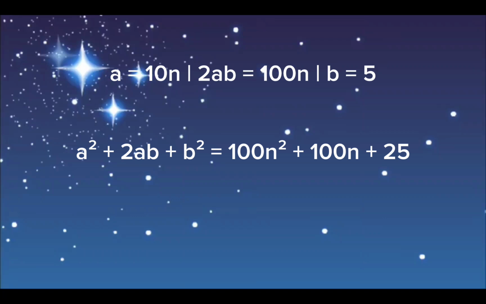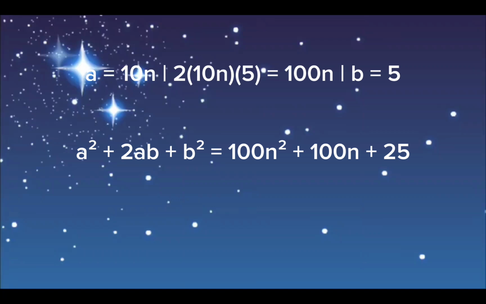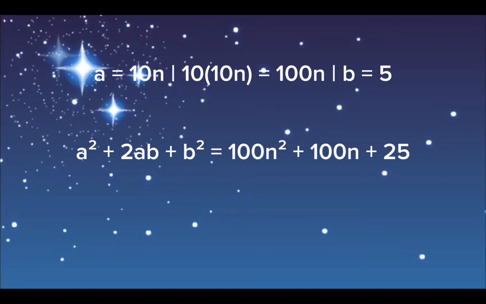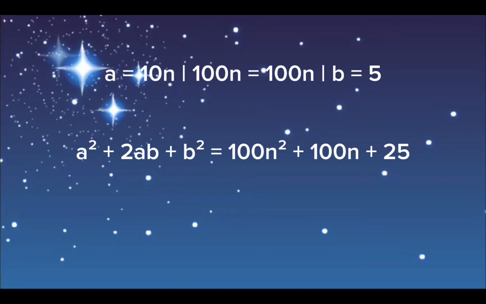Now for the final part, 2ab equals 100n, and we already established two equalities. If we substitute, we get 2 times 10n times 5 equals 100n. 2 times 5 is 10, and 10 times 10n is 100n. The equality holds, but there's one thing we're missing.